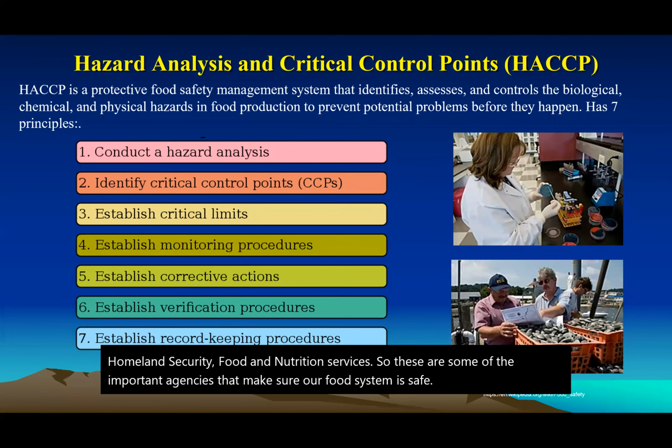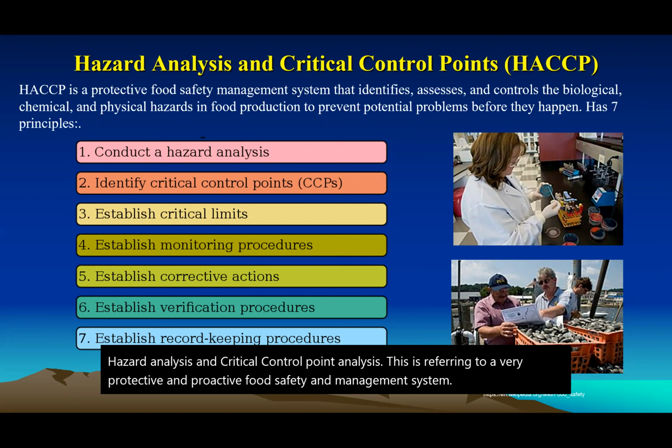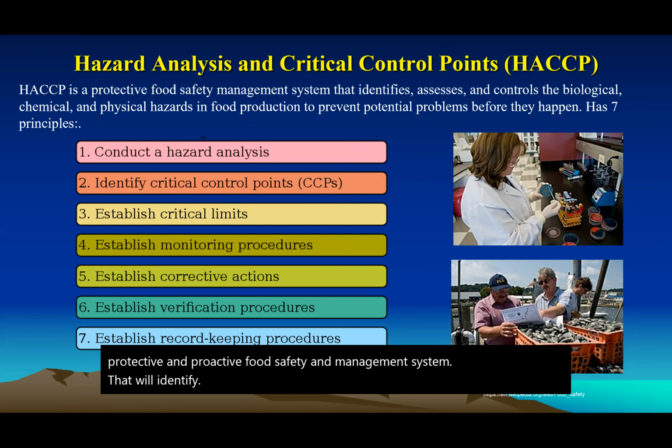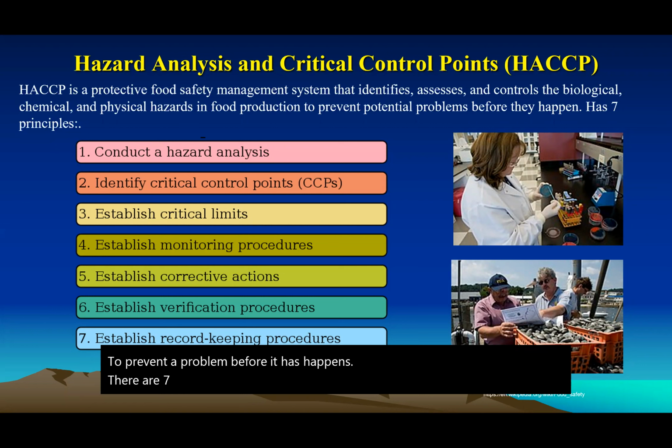Hazard analysis and critical control point analysis. This is referring to a very protective and proactive food safety and management system that will identify and control any kind of contamination, biological, chemical, or physical contamination, to prevent a problem before it happens. There are 7 main steps in this safety management process.